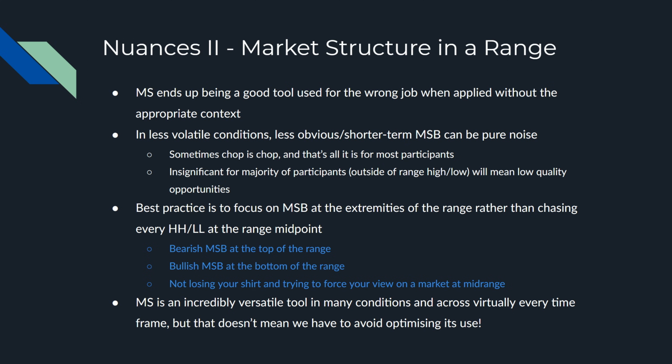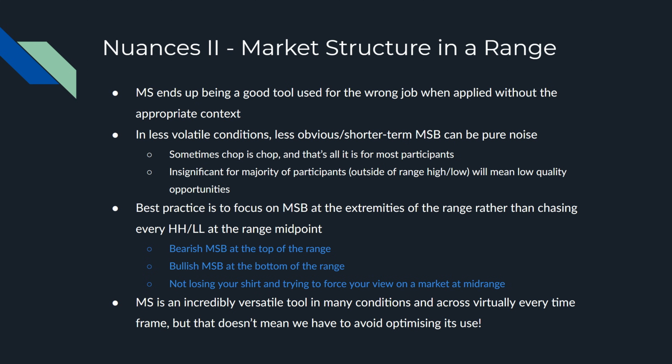So with regard to ranges, in less volatile conditions, market structure breaks, which are just less obvious or shorter term, or away from the range boundaries where most of the quality, so to speak, trading is done, can just be pure noise, even if it wouldn't be in other conditions or outside of the range or in trending conditions, etc. So sometimes chop is chop, right? And that's all it is for most participants.